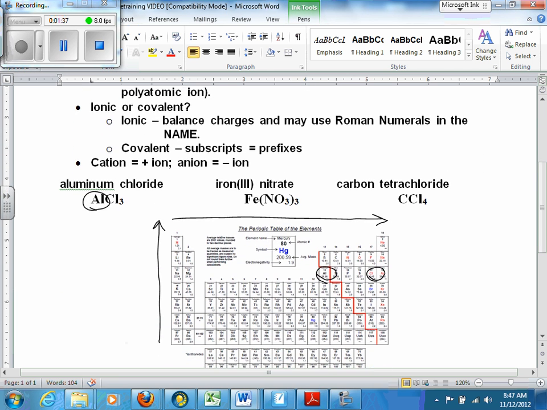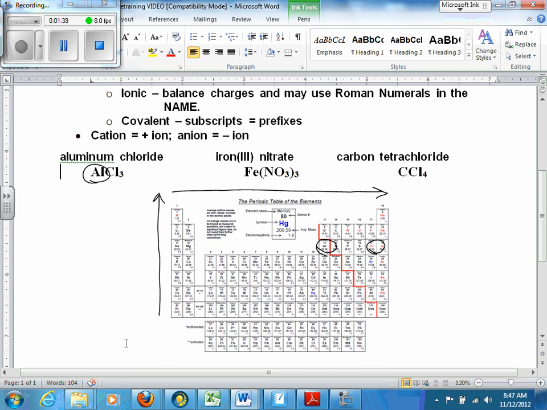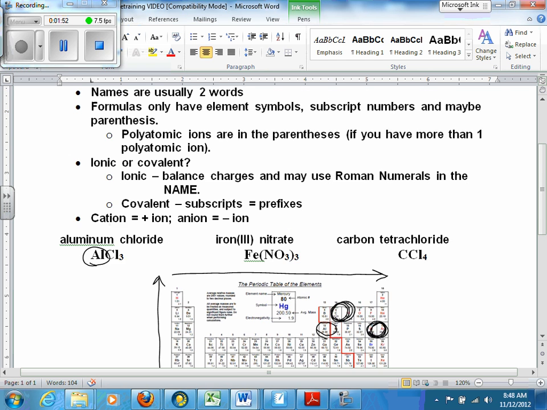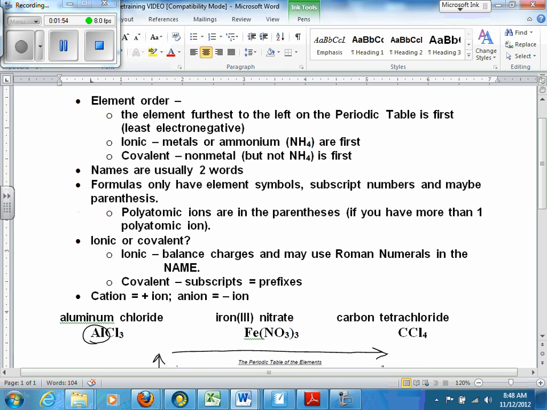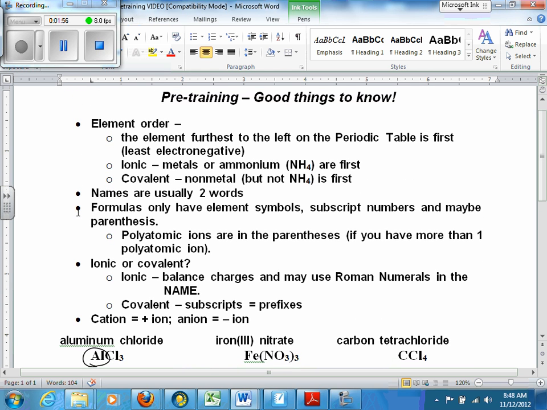So if we look at CCl4, which is here and then here, carbon shows up furthest to the left and is the less electronegative. Okay. Names are usually two words. Okay, so if you look down here, I got two words: aluminum fluoride, iron 3 nitrate, carbon tetrachloride.